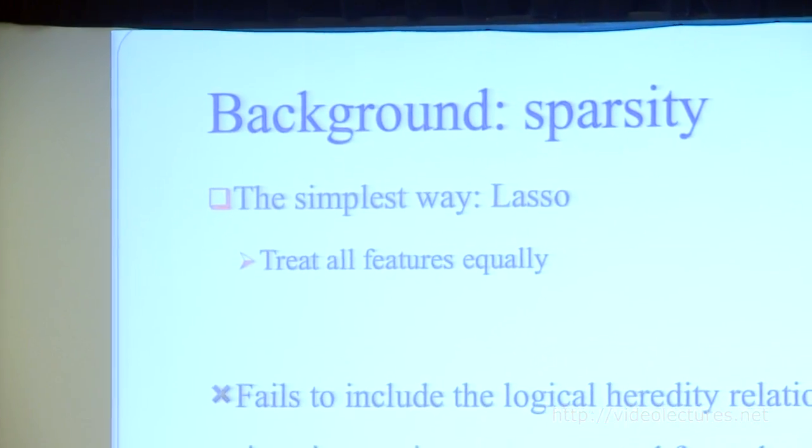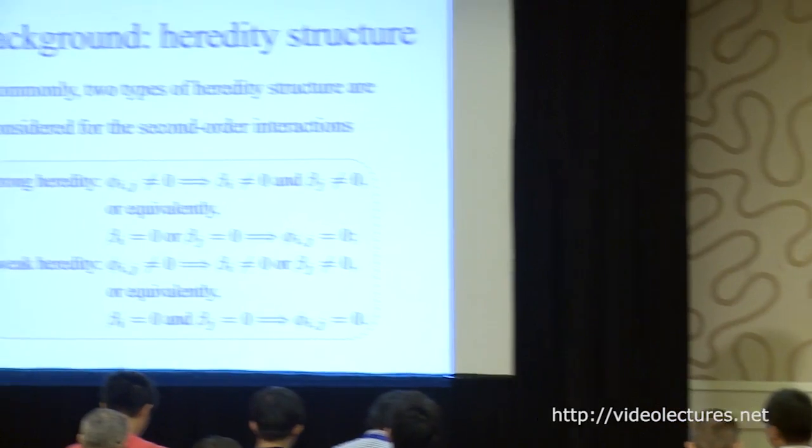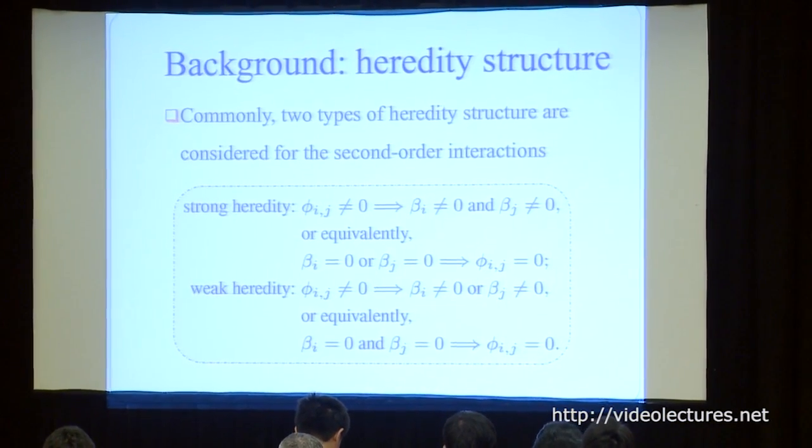The simplest way to apply sparsity is to use the lasso method, where we treat all of the features equally. I mean, we treat the original features and the interactions equally. But this way fails to include the logical heredity relationship. That is because the interactions are actually generated from the original features, as an element-wise product between a pair. So in order to take advantage of this logical relationship, some statisticians have devised heredity structures.